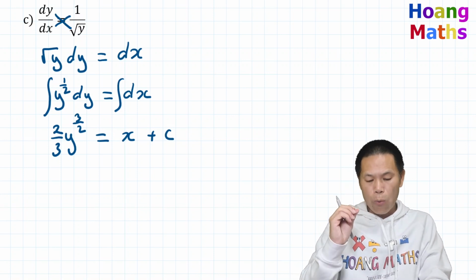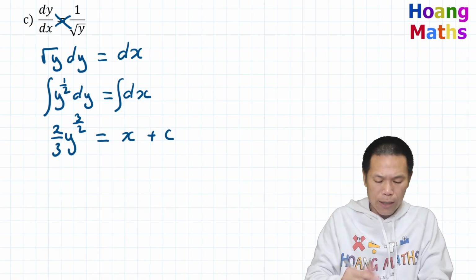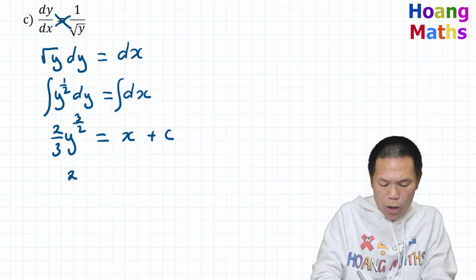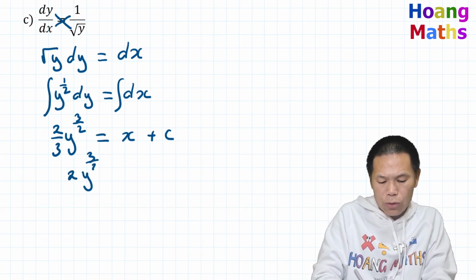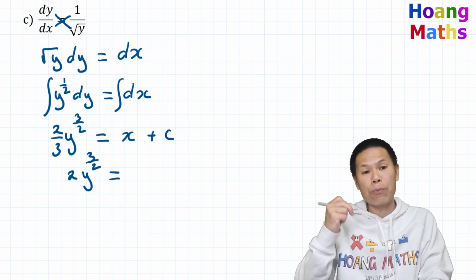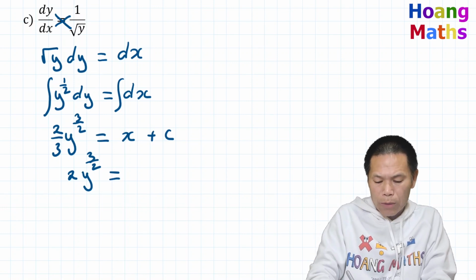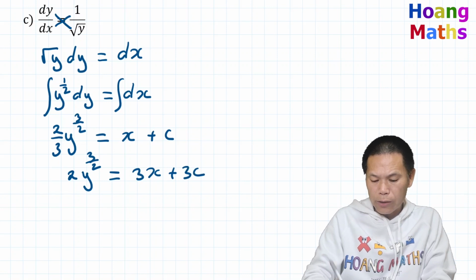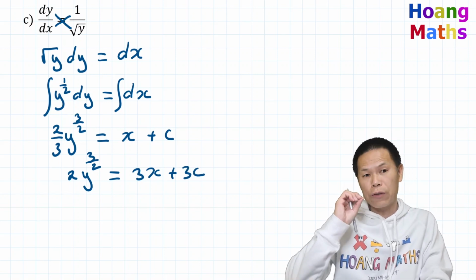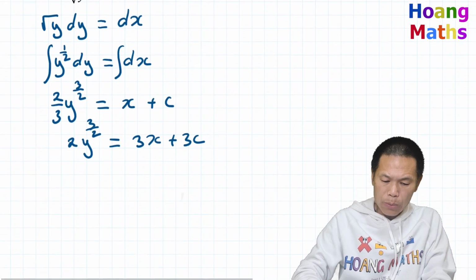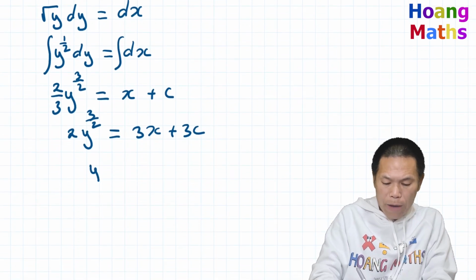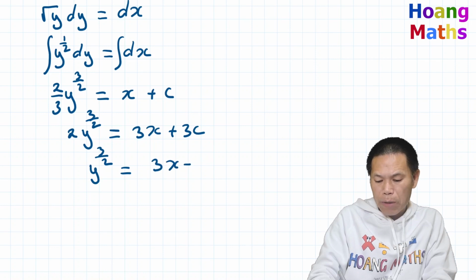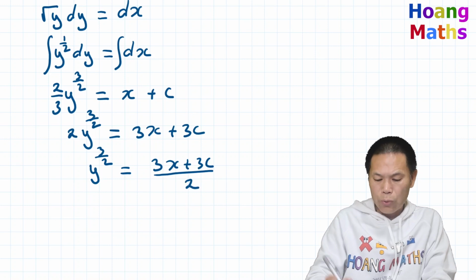To solve for y, I times by 3 first. So that will give me 2 y power 3 over 2. We times 3 on both sides, of course. So that gives me 3x, and we need to times 3 on c, so that is 3c. Then now we just divide by 2. Let me move this up a bit. So y power 3 over 2 is 3x plus 3c over 2.